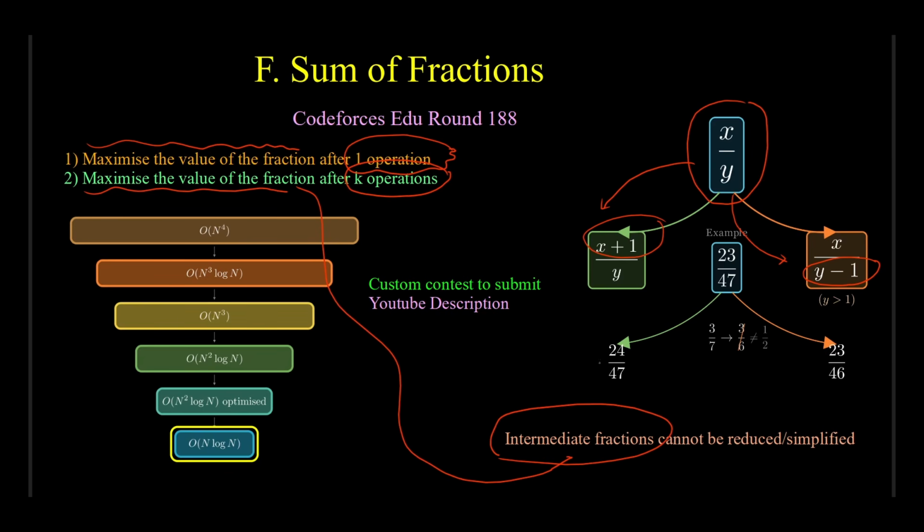That is, for example, if you transition from 3 upon 7 to 3 upon 6 by decreasing the denominator by 1, then you cannot simplify this 3 upon 6 to 1 upon 2. You should keep the fractions as is, and then at the end, when you are computing the decimal value of the final fraction, then you can either normalize it, simplify it, or directly do the long division and then figure out the decimal value.